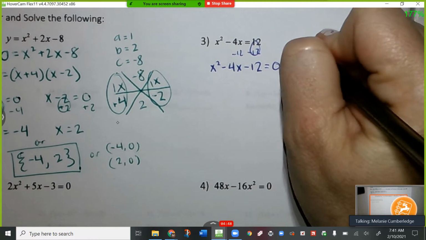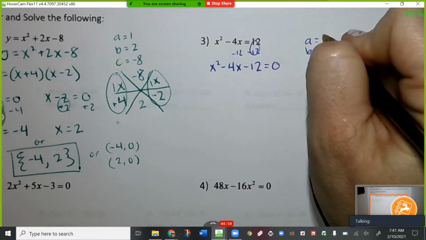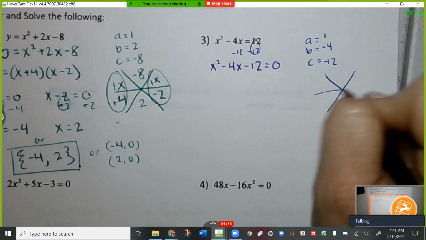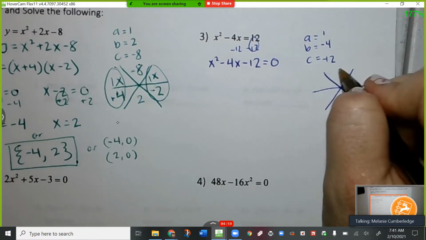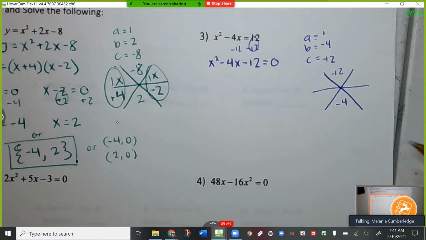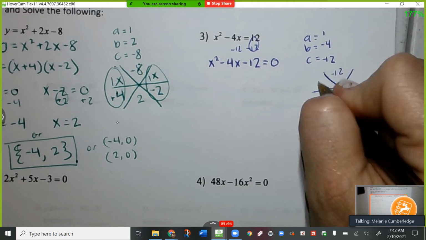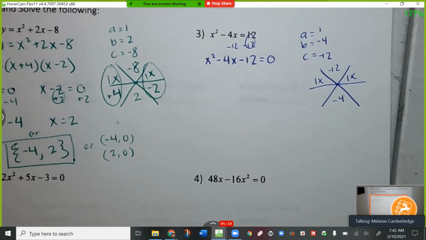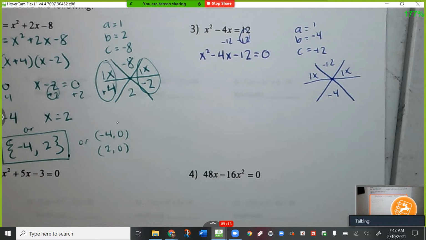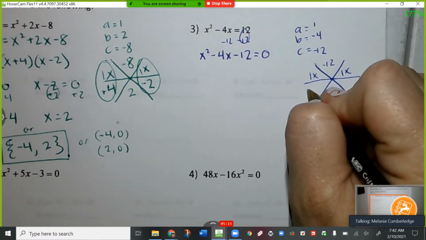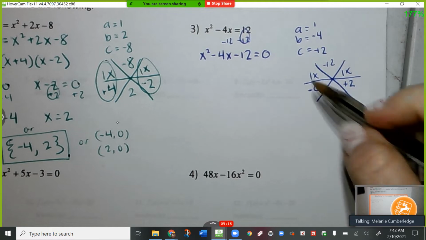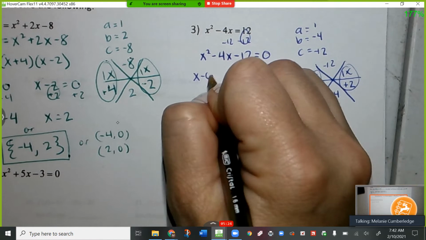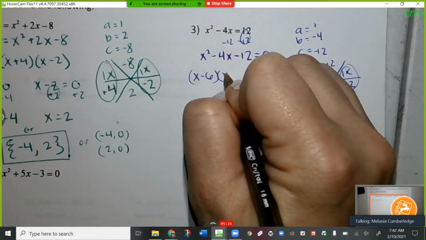So a equals 1, b equals -4, c equals -12. So 1 times negative 12 is negative 12. B is negative 4. So what multiplies to give us negative 12 but adds to give us negative 4? Negative 6 and 2. Yes. Well, 1 over 6 and 1 over 2 do not simplify, so those are my factors, and I get x minus 6, x plus 2.